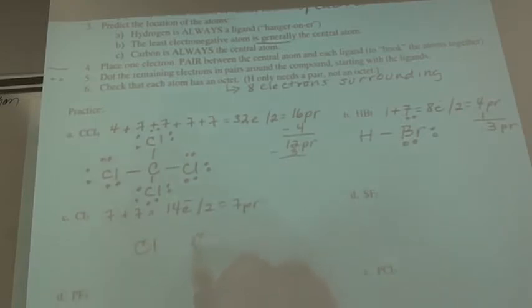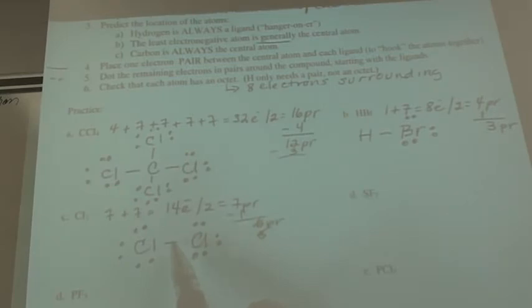So I'm going to just write chlorine and chlorine, and I'm going to use one of my bonding pair, or one of my pairs, to hook them together. I say this is the central atom. So I'm going to start over here. 1, 2, 3 used up. 3 remaining. 1, 2, 3. Used them all up. When I look at this, I see I have 2, 4, 6, 8, 2, 4, 6, 8. Everything is fine. Okay.